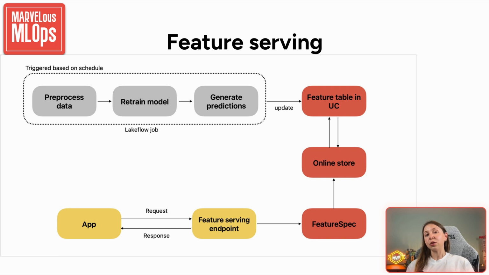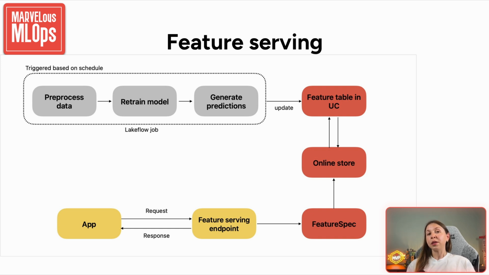This feature table cannot be used directly behind a model serving or feature serving endpoint. We need to have an online store. It can be Databricks online store, which is using Lakebase in the background, or it can be an external online store like DynamoDB, which also integrates with Databricks if you use AWS. In the end, we need a feature spec, which is treated like a model by Databricks. And this is what is being served behind a feature serving endpoint.